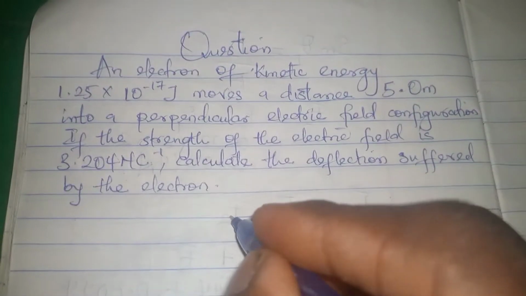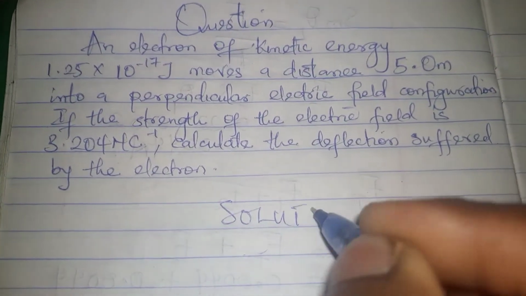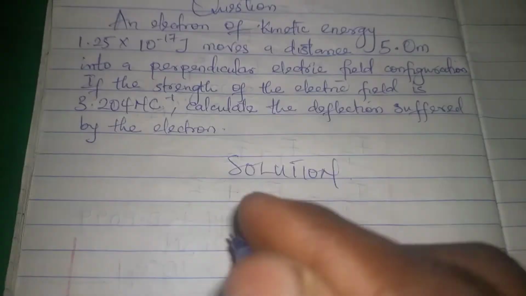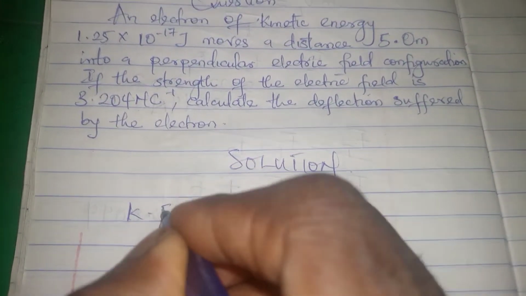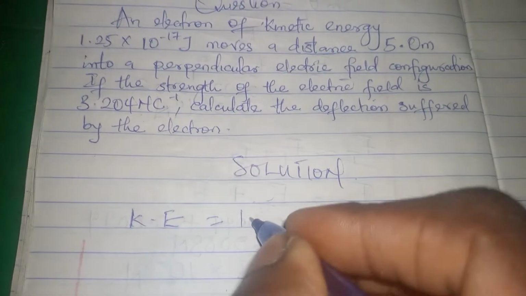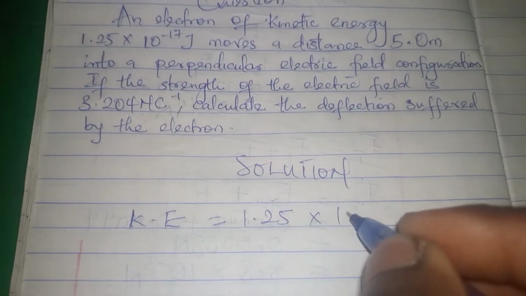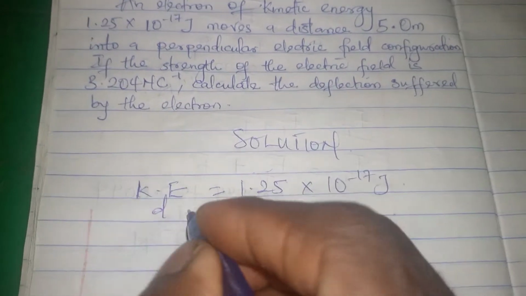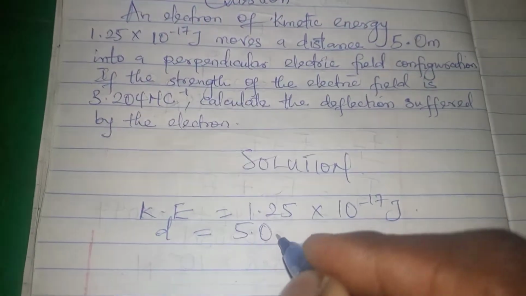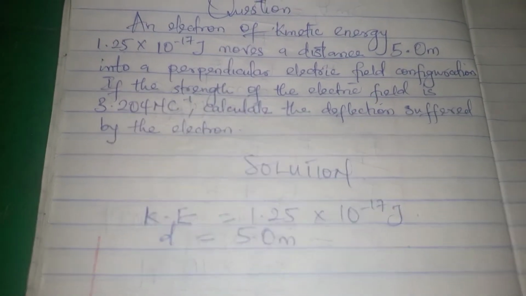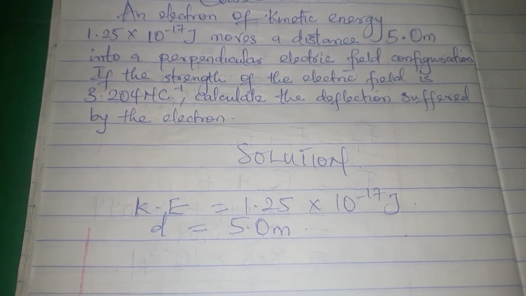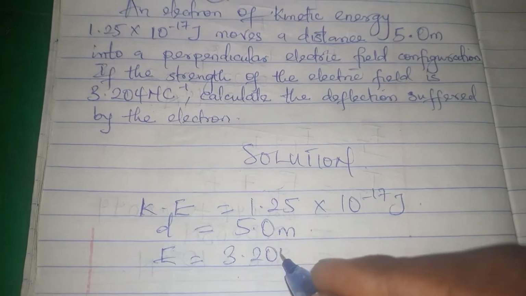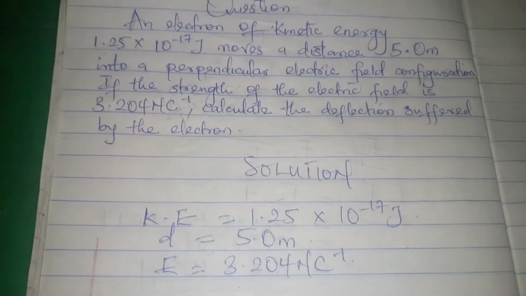So the solution goes thus. First of all, we take down all the important parameters stated. We are told the kinetic energy is 1.25 times 10 raised to minus 17 joules. Move the distance of 5.0 meter into a perpendicular electric field configuration. If the strength of the electric field is stated as 3.204 Newton per coulomb.